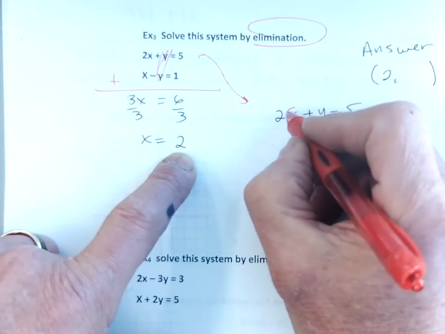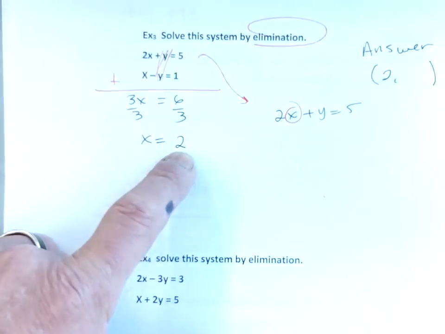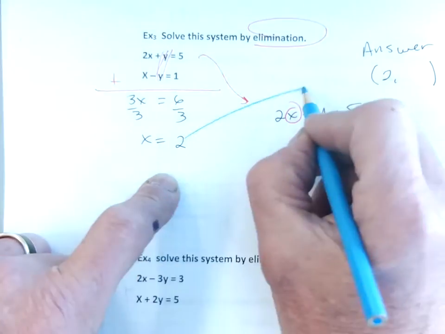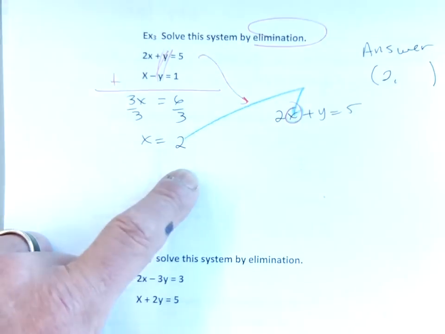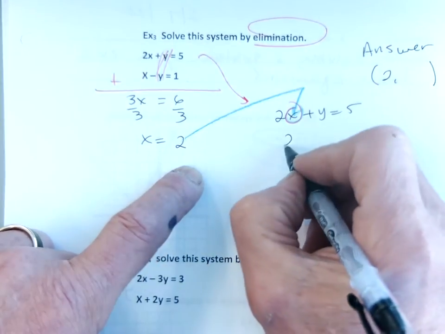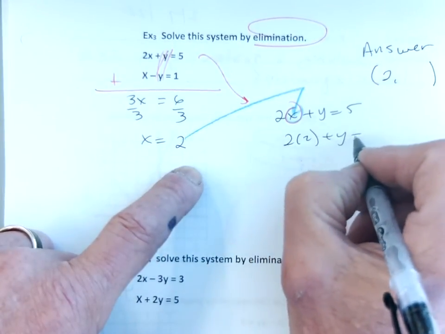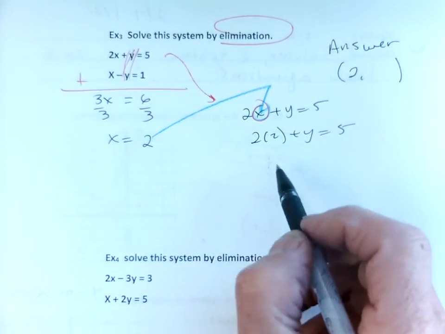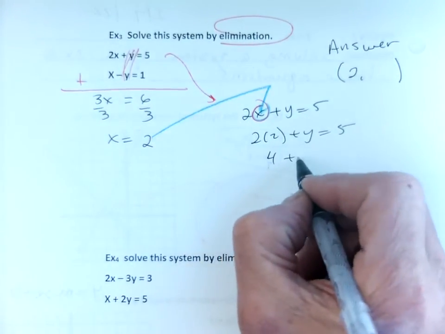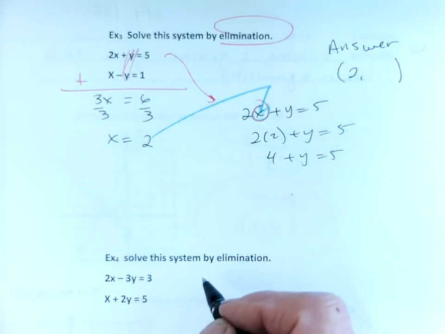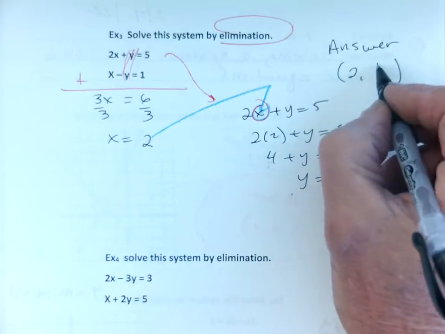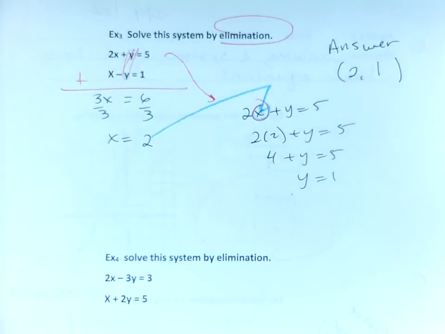I'll replace x with 2. So I'm going to put my 2 right in here. I'll rewrite this as 2 times 2 plus y equals 5, right? So replace x with 2. 2 times 2 is 4. Minus 4, minus 4, right? Okay, there's my answer.